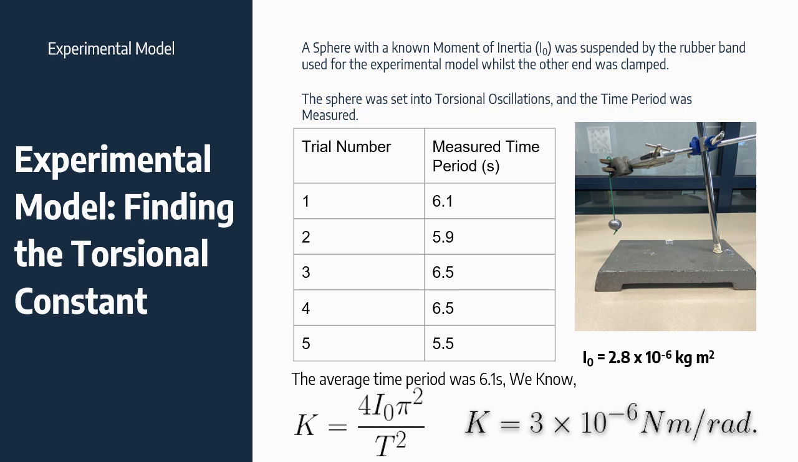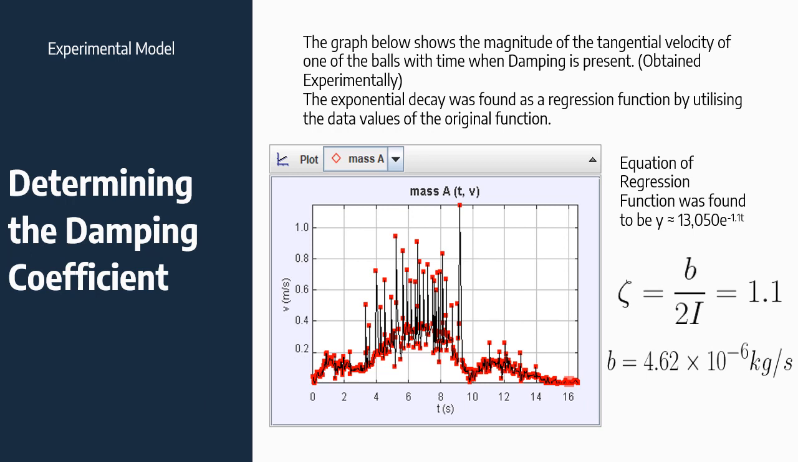And as we know, it doesn't require a lot of force for us to twist a rubber band, so that makes intuitive sense. Now, determining a damping coefficient using experimental methods. The graph below shows the tangential velocity, which is obtained experimentally by using tracker software, and the exponential function was found as a regression function, and it was basically fitted to this function.